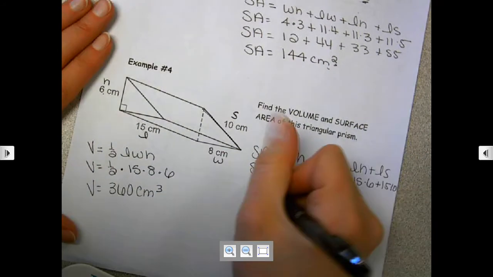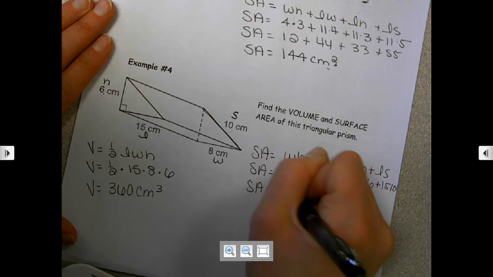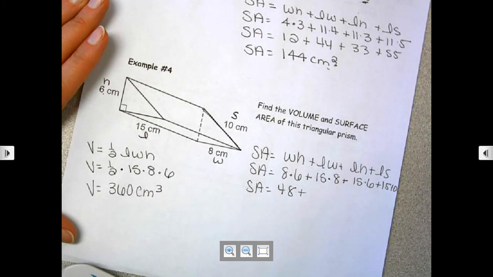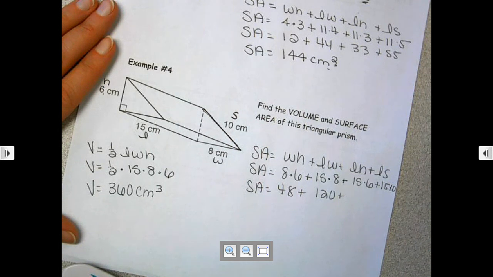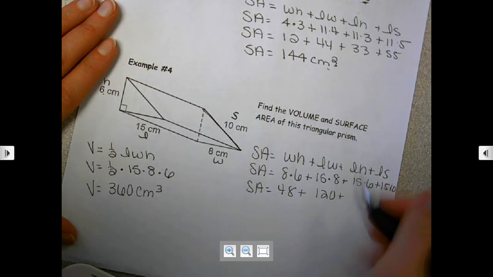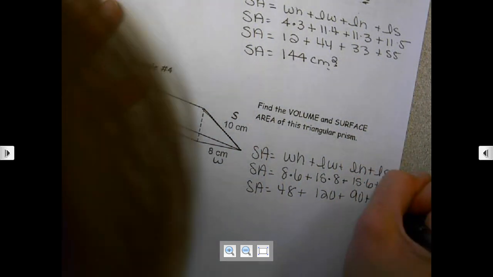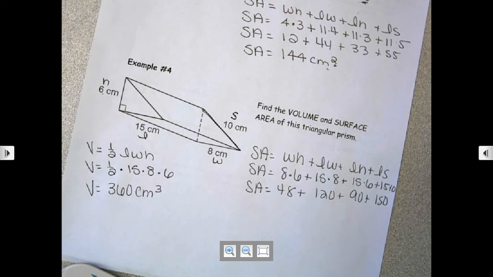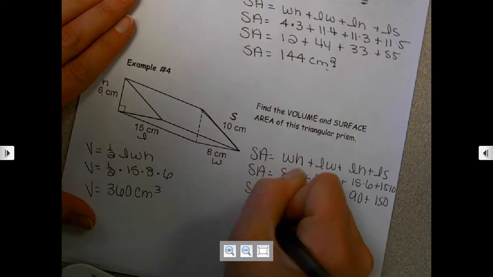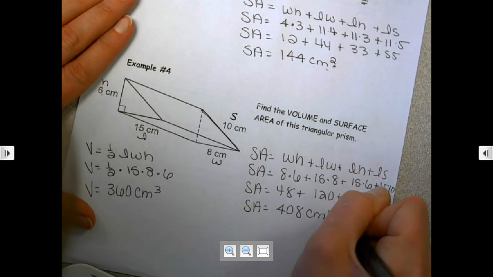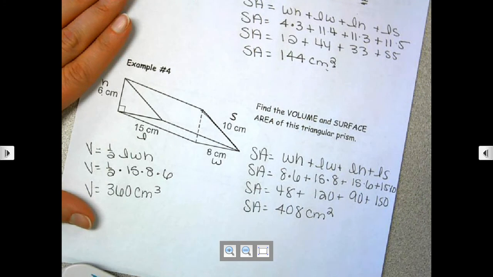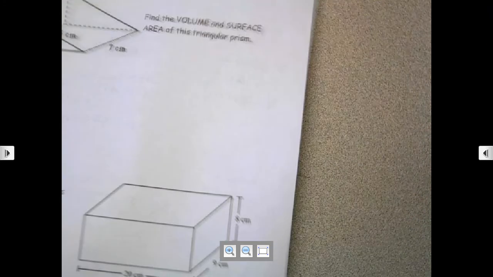All right, surface area: 8 times 6 is 48. 15 times 8 is 120. 15 times 6 is 90. And 15 times 10 is 150. We're going to add up all of those numbers, 48 plus 120 plus 90 plus 150. And we're going to get a surface area of 408 centimeters squared.